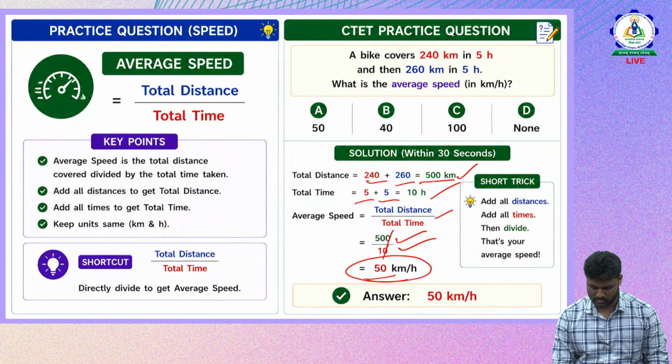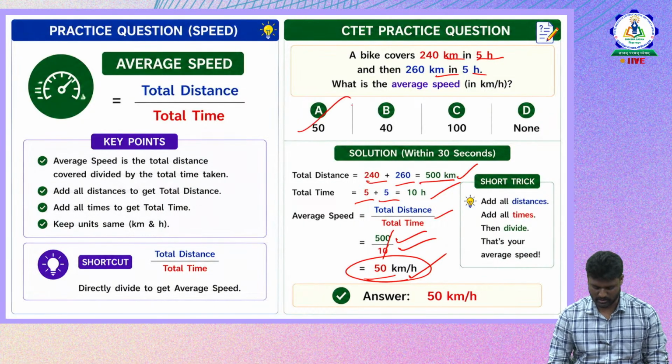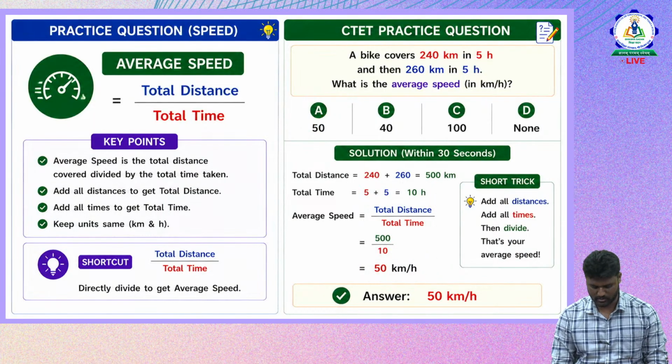So units we need to always check carefully. Units: kilometer per hour, kilometer per hour. So what is the answer here? Option A is the correct one, 50 kilometer per hour. So remember the formula. Directly you can apply the formula to the given values and then we can get the solution.